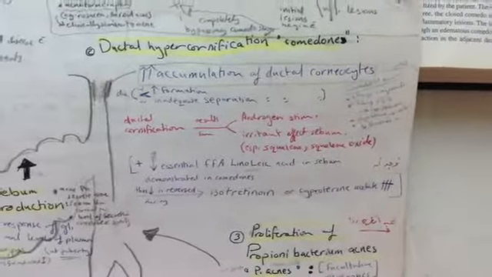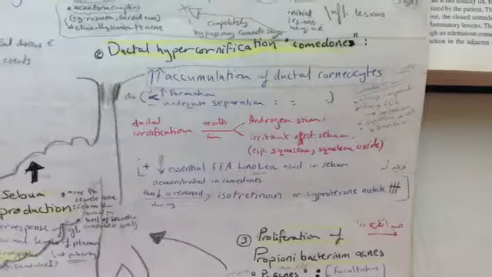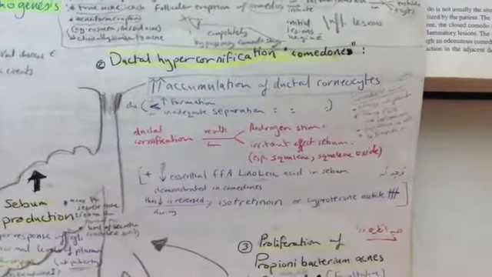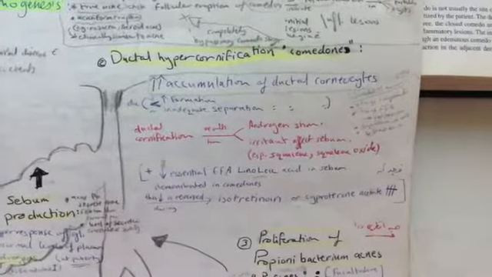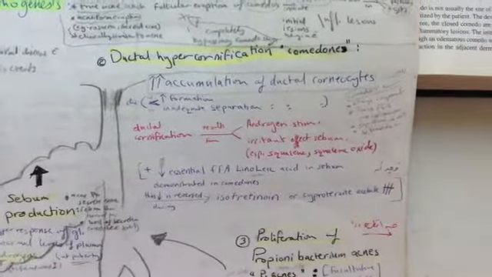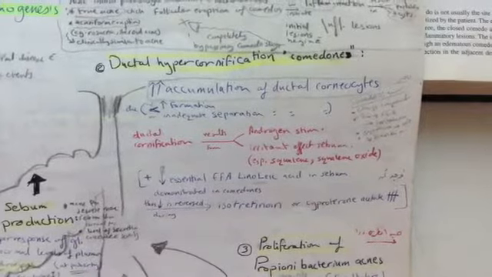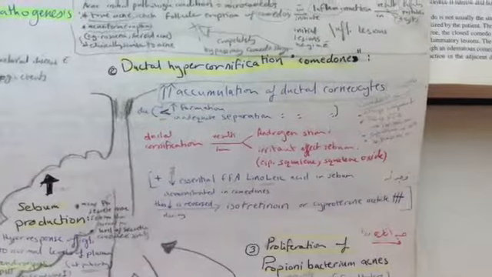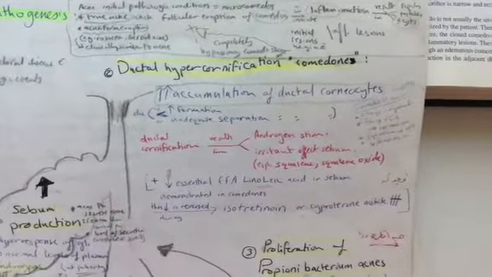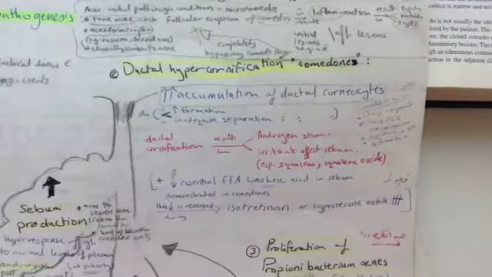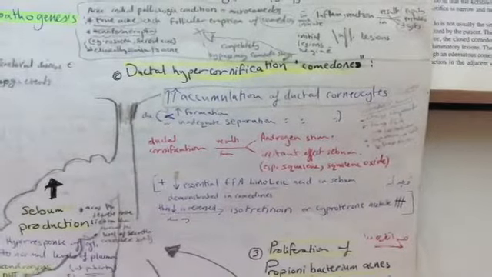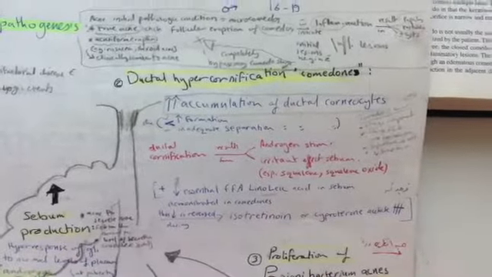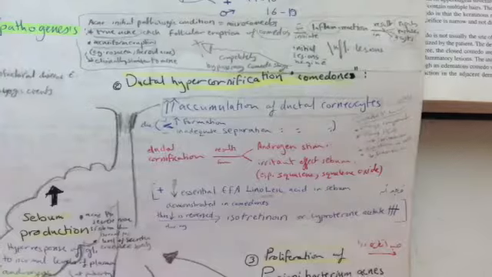The increase or accumulation of ductal corneocytes is due to increased formation or inadequate separation of the ductal corneocytes. The ductal cornification results from androgen stimulation and the irritant effect of sebum, especially squalene and squalene oxide. There is a decrease in the essential fatty acid, linoleic acid, in sebum, demonstrated in comedones. That decrease is reversed during isotretinoin or cyproterone acetate treatment. So the second thing is ductal hyperproliferation.